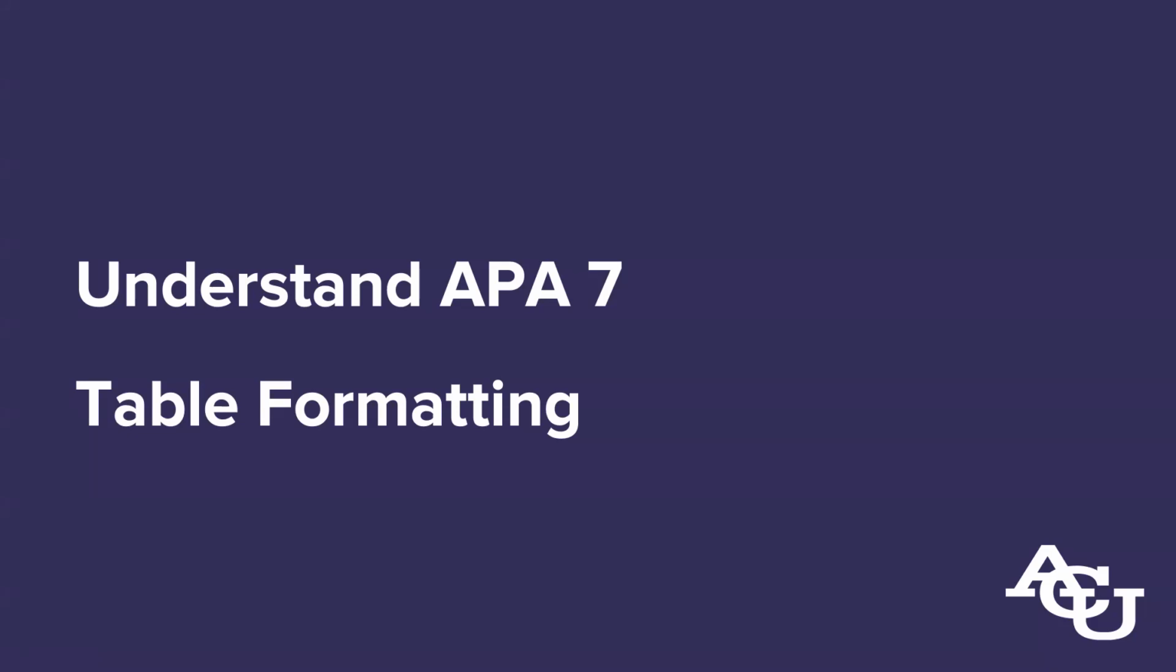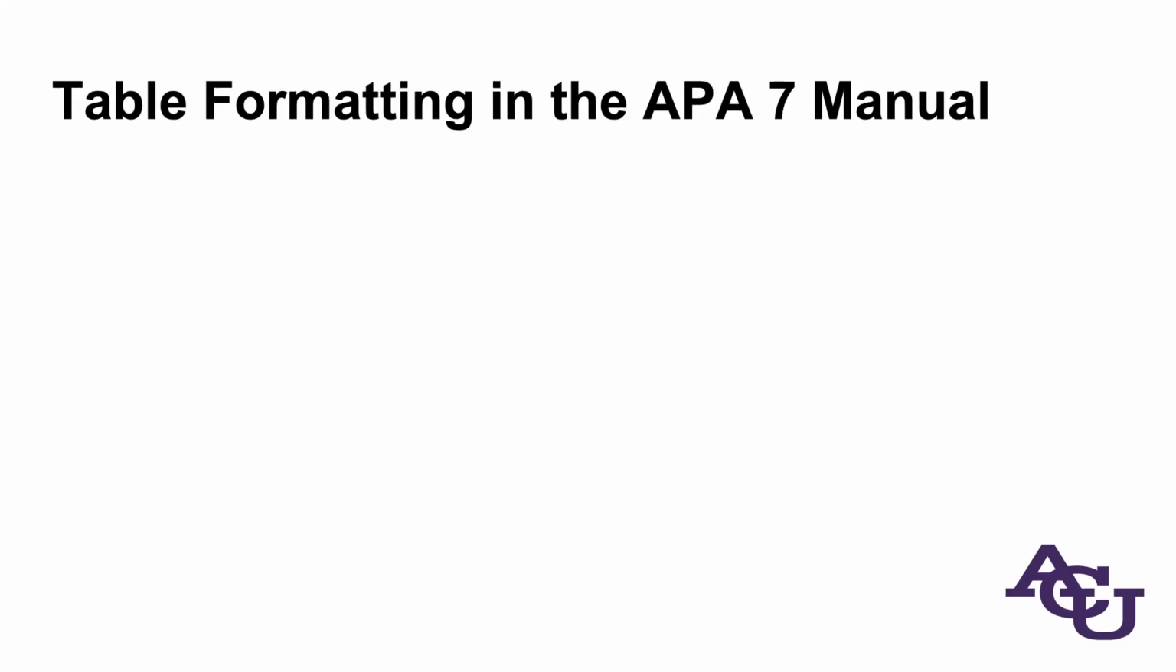Let's move on to table formatting now. Something important to remember is that tables are largely the same in APA 6 and APA 7 with one main exception, which is how they're labeled. More on that in a moment.